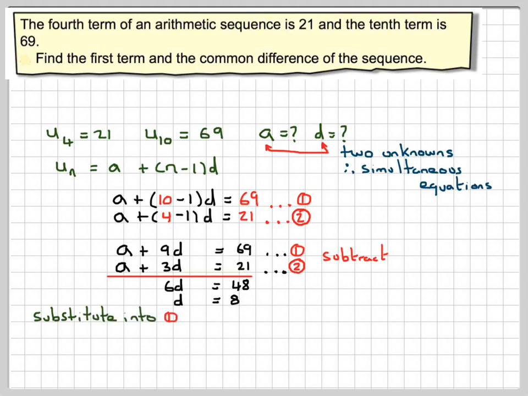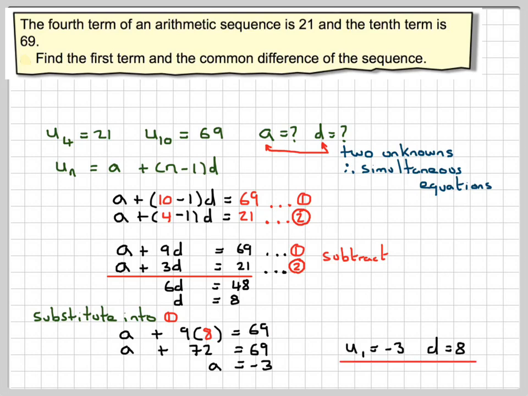Substitute into equation 1, so we'll substitute into this equation here. So we're going to have that A plus 9 times 8 is equal to 69. 9 8s are 72, so A plus 72 is equal to 69, and then we're going to have that A is equal to minus 3 when we subtract 72 from both sides. So the first term of the sequence is minus 3, and it's going up in 8s.